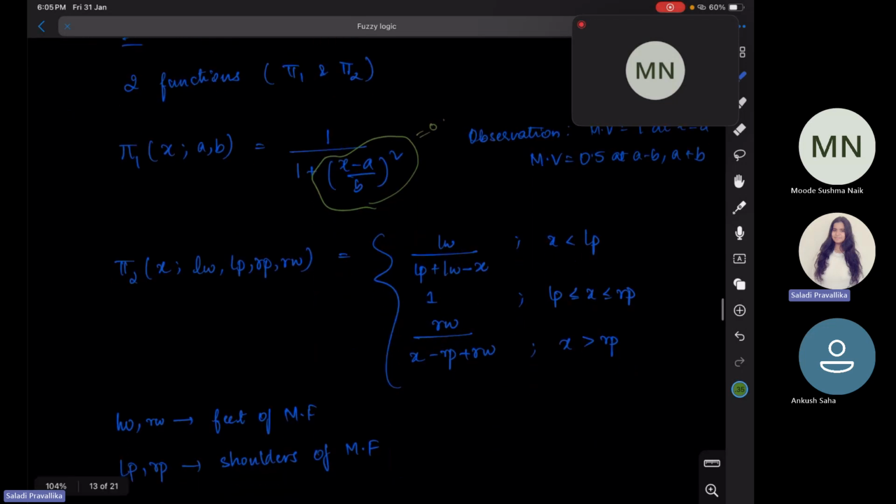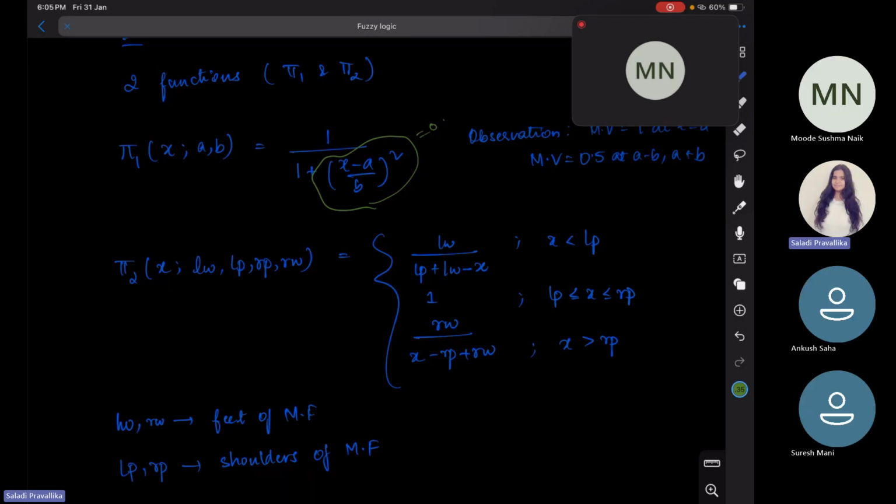Then we have another pi-shaped function, that is pi 2, where we have four values or parameters, that is LW, LE, RE, and RW. Where LW and RW are the feet of the membership function, and LE and RE are the shoulders of the membership function. So they are divided into three parts: where x is less than LE, that is the left side shoulder of the membership function, and x lies between LE and RE, and when x is greater than RE, that is the right side shoulder.